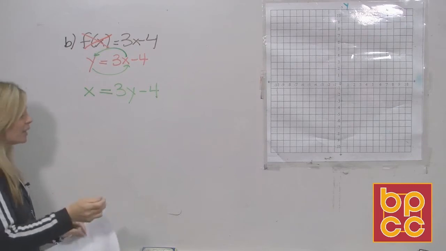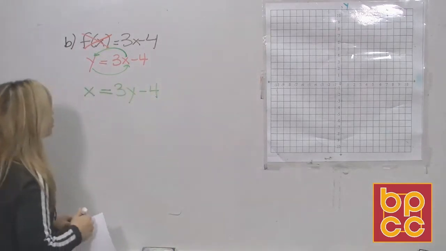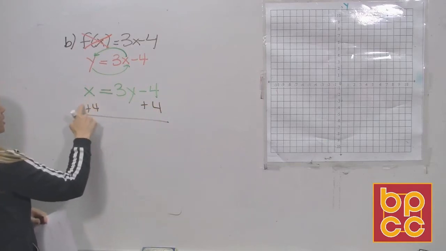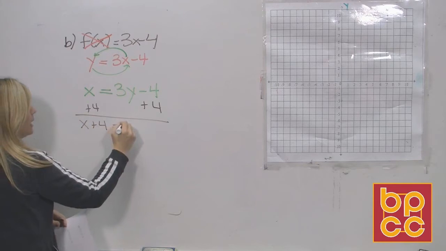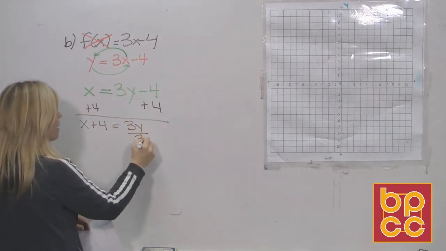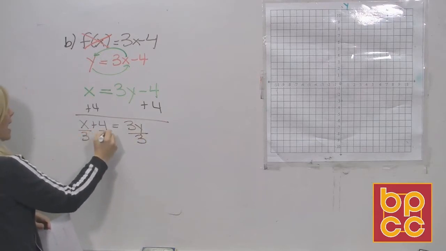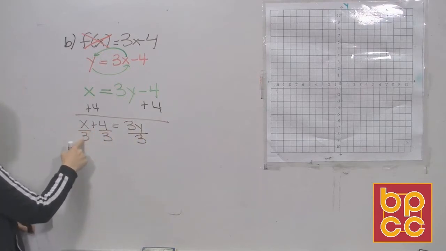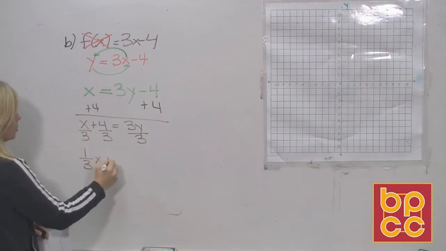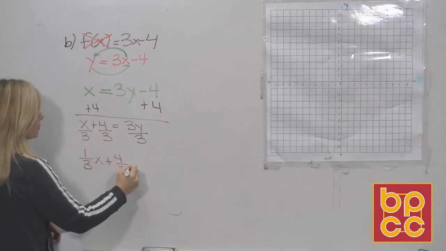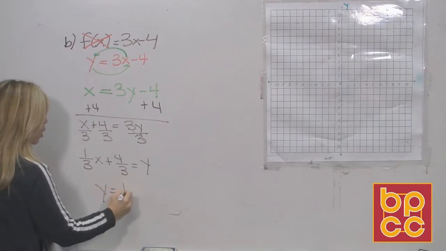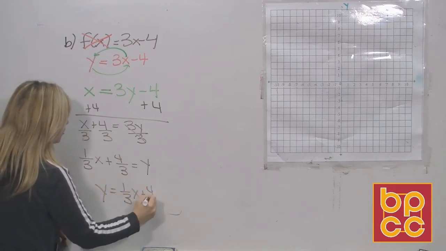So now we got to solve it. We got to get y by itself. So do you agree to get y by itself? We can add 4. X plus 4 equals 3y. Is y by itself? No. We got to divide by 3. We divide everybody by 3. This is x over 3, which is the number 1 over 3. So this is 1/3 x plus 4/3 equals y. So now I'm just going to flip that around. It should say y equals 1/3 x plus 4/3.